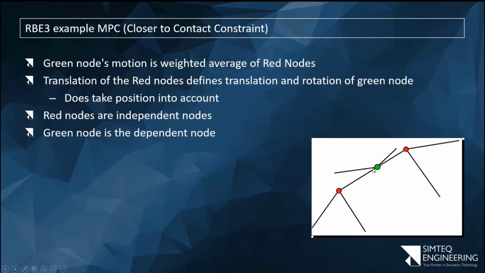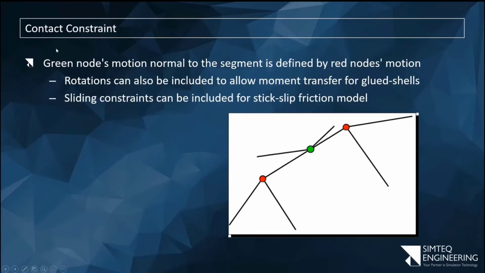Yes, I know there's methods to change the order around, but in 99.9% of the cases, probably that'll be the dependent. Now we get to the constraint equation for contact specifically. Similar to the RB3, for the node to segment, so that's the node and the segment, that motion is defined, or that node is firstly defined as the dependent, so the slave. These are the independents, the masters in other words.